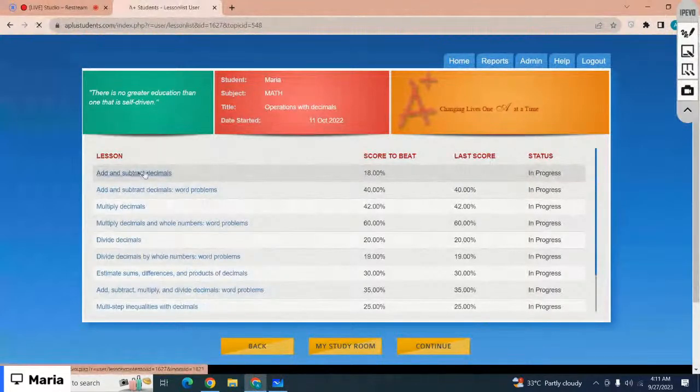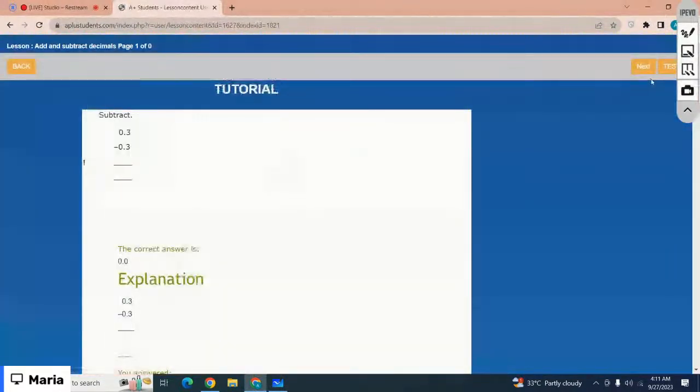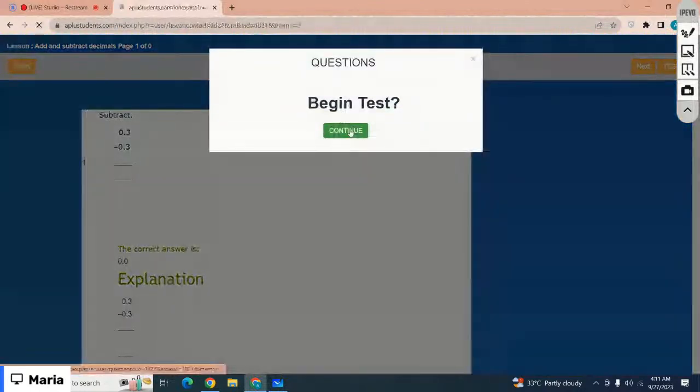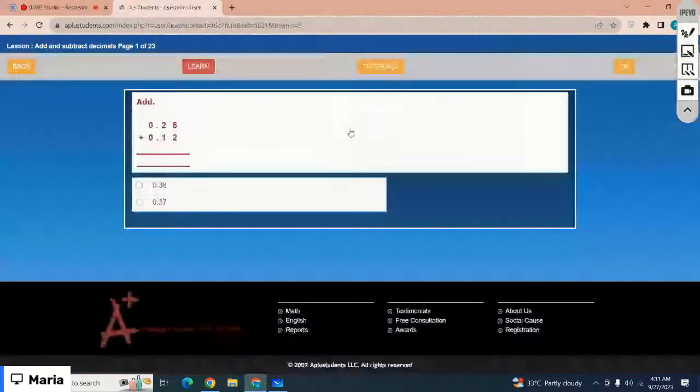Okay, let's start with the practice questions from add and subtract decimals. We do these, then multiply. Okay, you have to add 0.26 plus 0.12. So which is the correct option? You have to add them. Yes, very good. The correct option is 0.38.